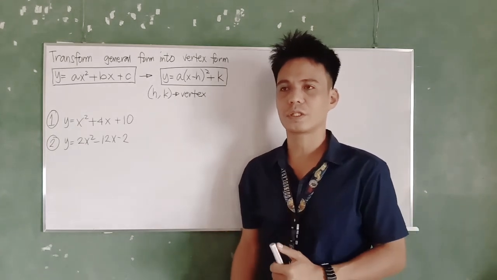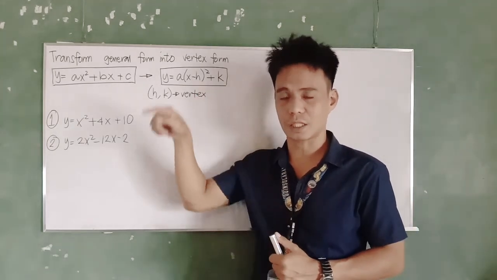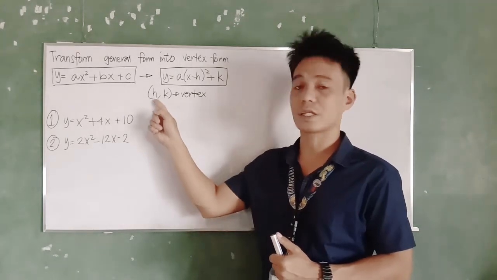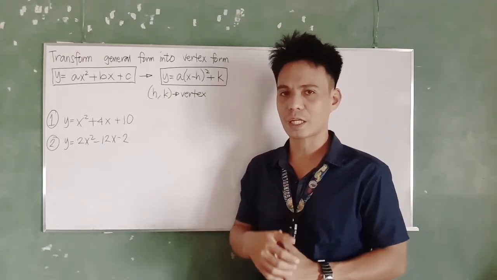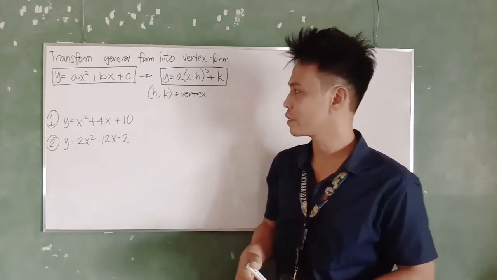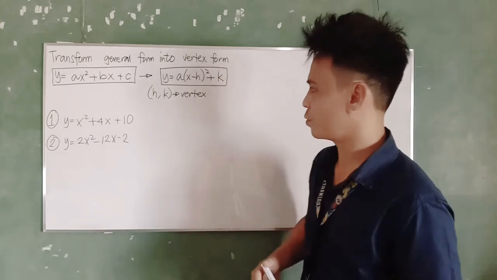So as you remember, yung graph kasi ng quadratic function natin is parabola. So yung vertex niya is the hk. So wag na natin patatagalin pa. Let's do transform number 1 and number 2. Okay, let's do first number 1.